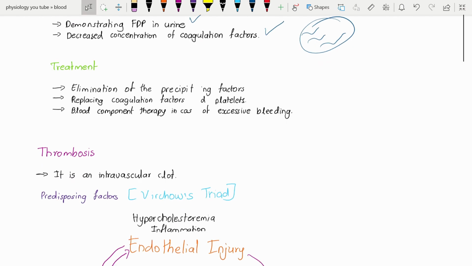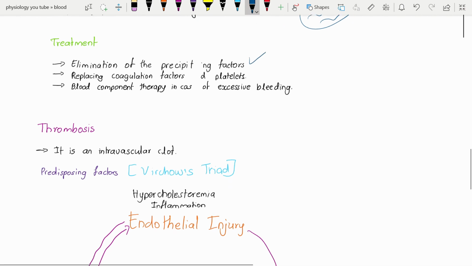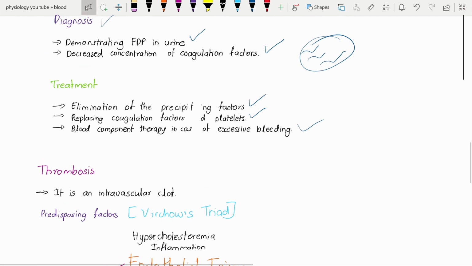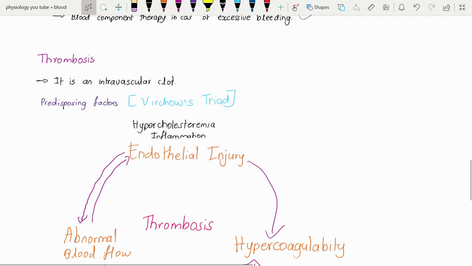The treatment is elimination of the precipitating factors and replacing of factors and platelets, and blood component therapy in case of excessive bleeding. So whenever there is excessive bleeding caused due to DIC, we can transfuse some part of the blood.